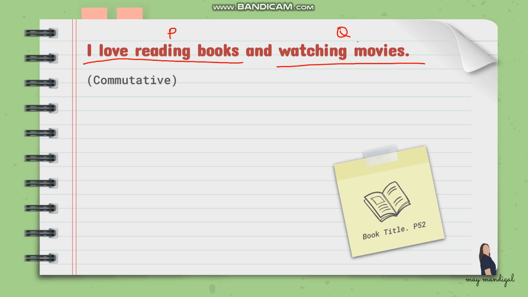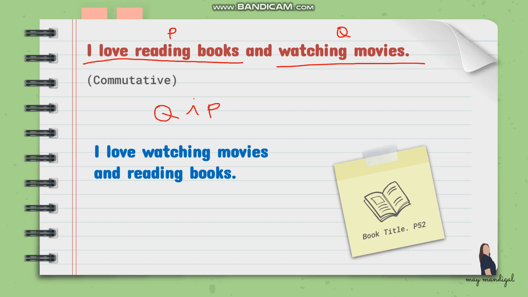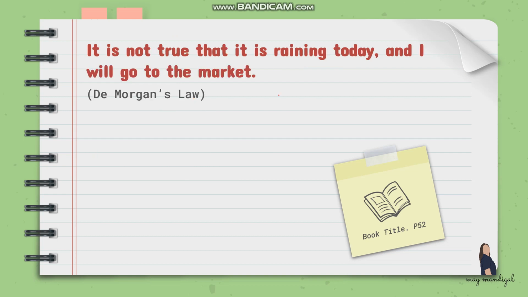Since we have to use the commutative, all we have to do is interchange. So it should be Q and P, or if we write it in words, I love watching movies and reading books. So they are just the same. I love reading books and watching movies is just equivalent with I love watching movies and reading books. Okay, next statement.